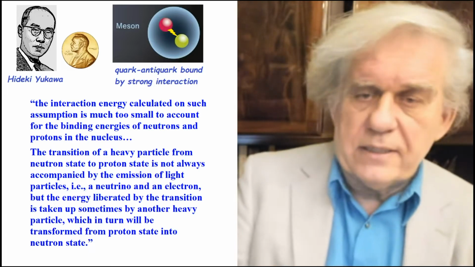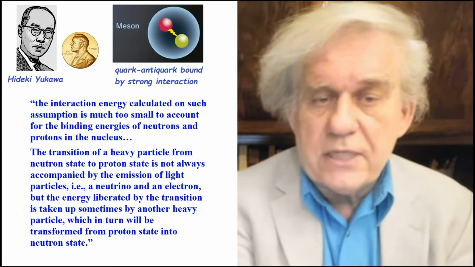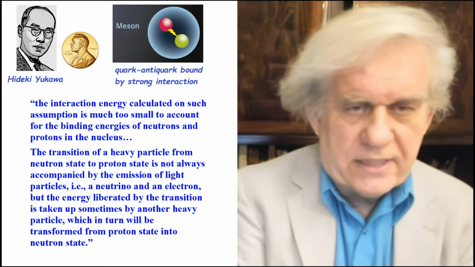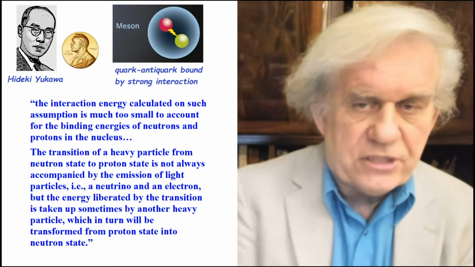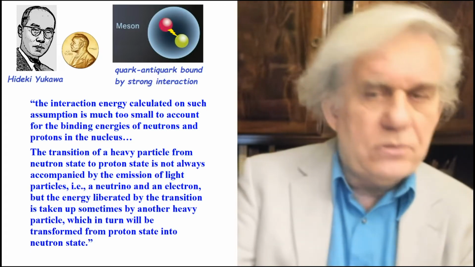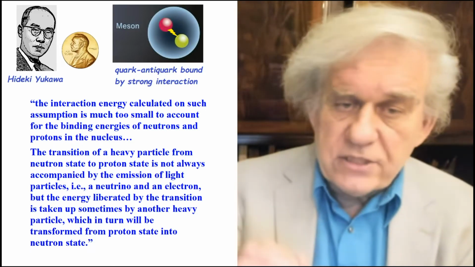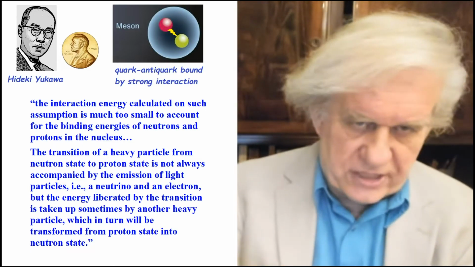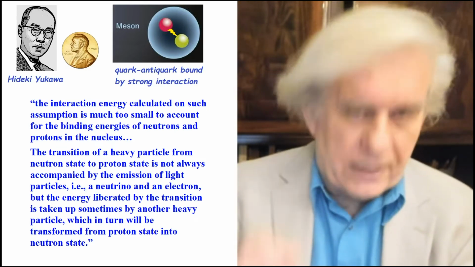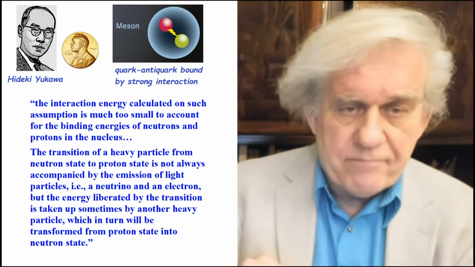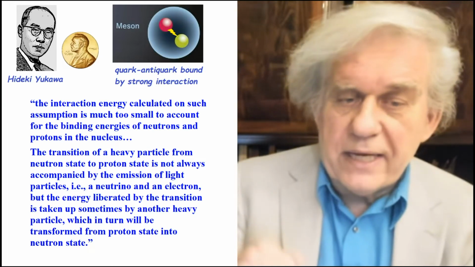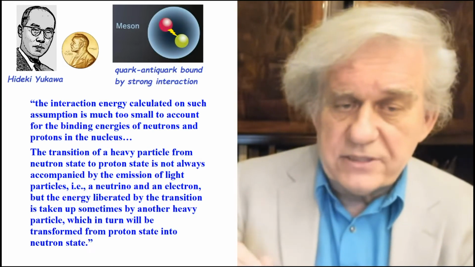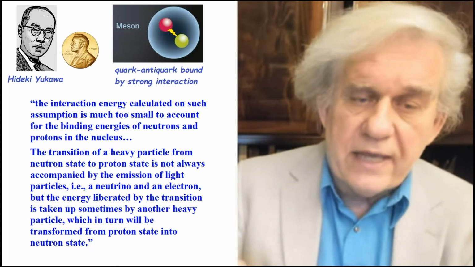And he says the following in his Nobel lecture. He says the interaction energy calculated on such assumption is much too small to account for the binding energies of neutrons and protons in the nucleus. The transition of a heavy particle from neutron state to proton state is not always accompanied by the emission of light particles, photons, right? A neutrino and an electron, but the energy liberated by the transition is taken up sometimes by another heavy particle.